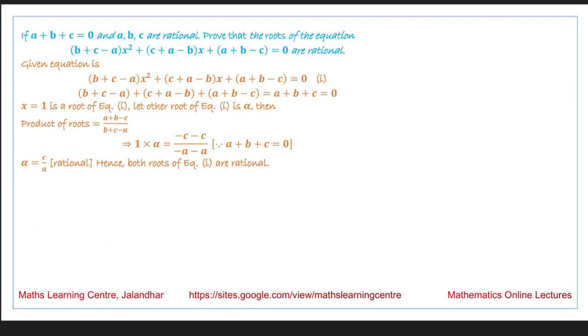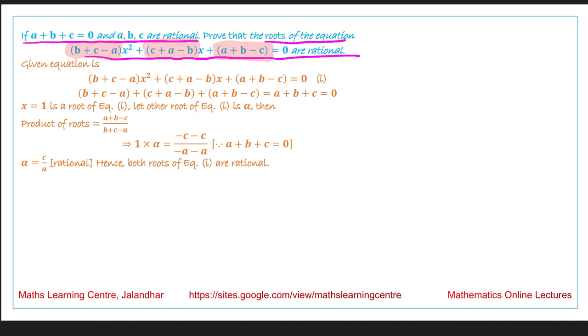Next, it is given that a plus b plus c is 0 and a, b, c are rational. We have to prove that the roots of this equation are rational. If we look at the coefficients, they are b plus c minus a, c plus a minus b, and a plus b minus c.